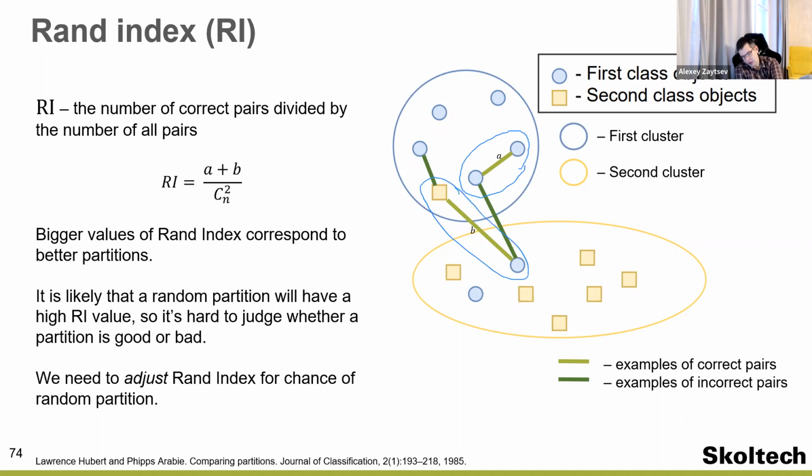Also, we can have incorrect pairs when we have different classes but the same cluster for object labels, and if we have different clusters but the same class here. And so we calculate the number of correct pairs and divide by the number of pairs if we have n objects here. So it's n times (n minus 1) divided by 2.